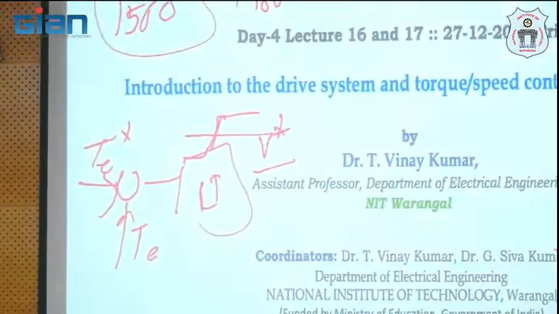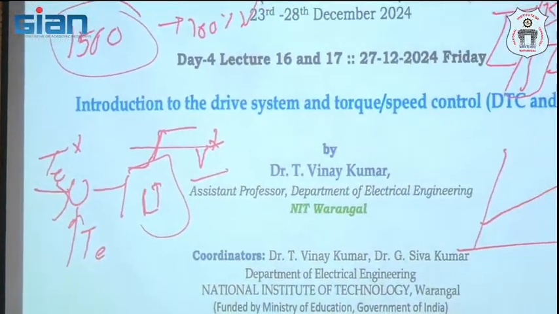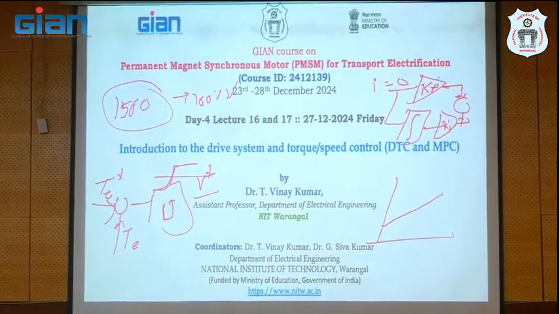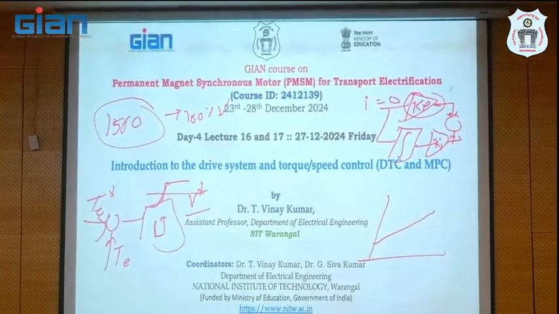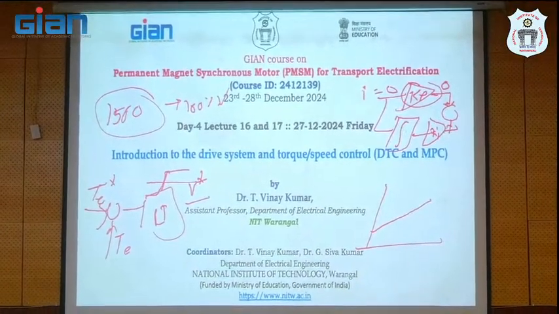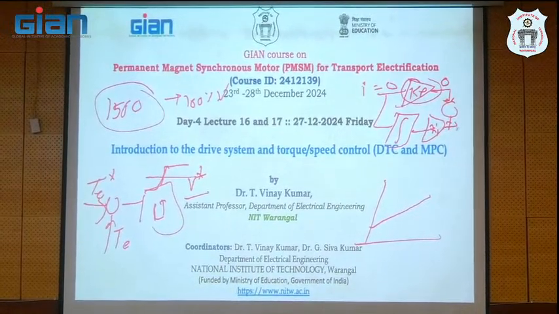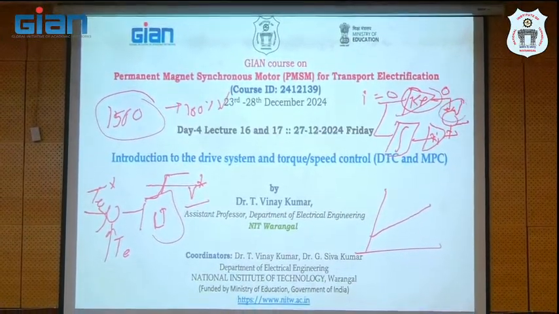Add this to... right? Here is the error. Let us know that the current error is 0. If the current error is 0, what is the output of Kp? It is 0. But the Ki output is not 0. It is finite. That is called the modulating waveform.